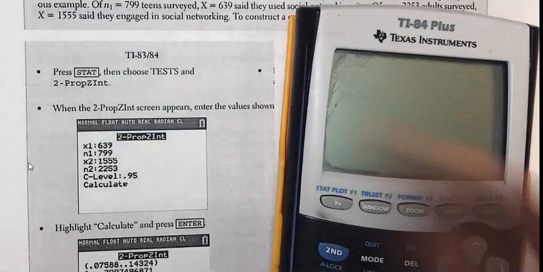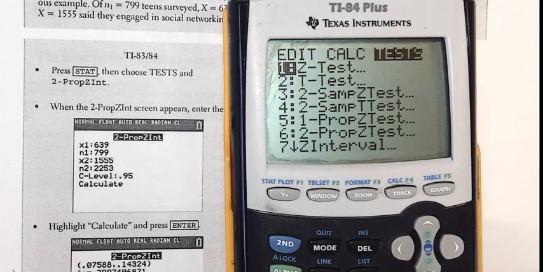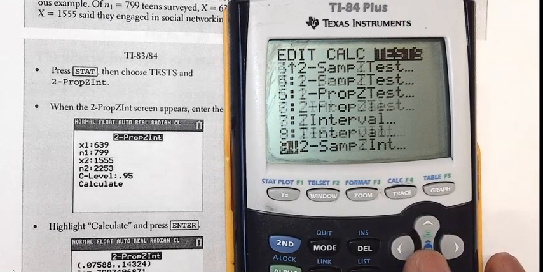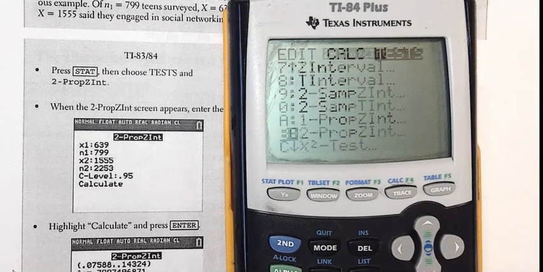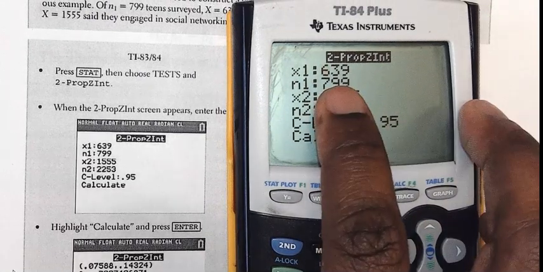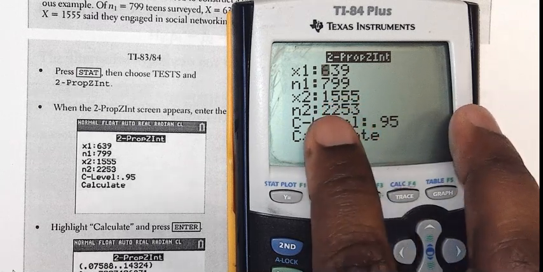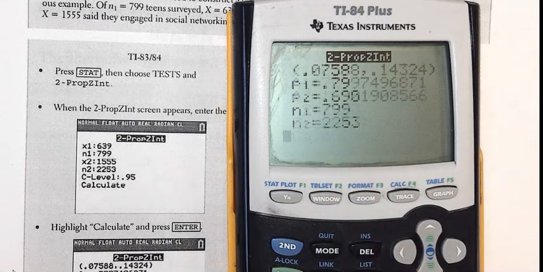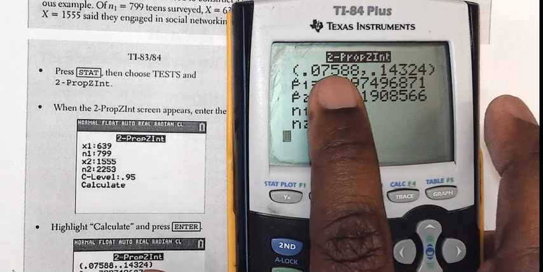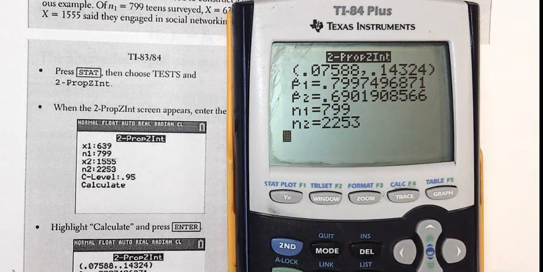You're basically going to go to your calculator, go to stats, go over to the tests. And we want to make a confidence interval. So you can go down to the 2 proportion Z interval. In that problem, X1 was 639, N1 was 799, X2 was 150, N2 was 2553, and the confidence level we chose is 95%. We're going to calculate it. And if you notice, it gives us an interval between 0.07 and 0.14, given that information. So we can come up with our confidence interval using the calculator.